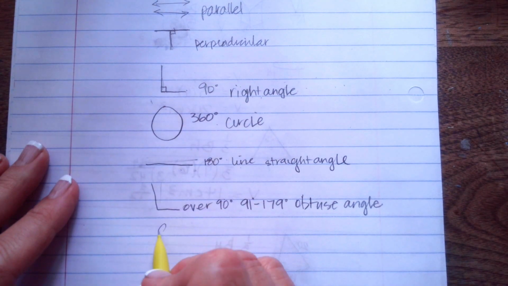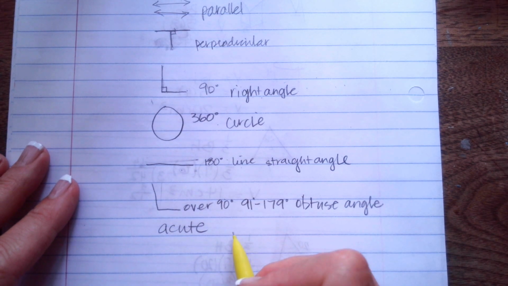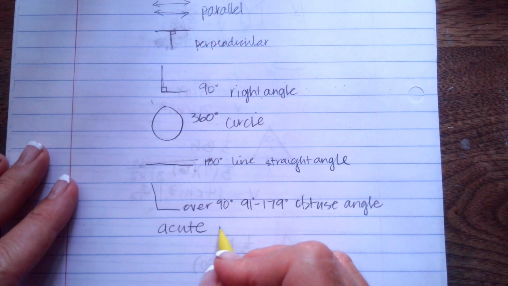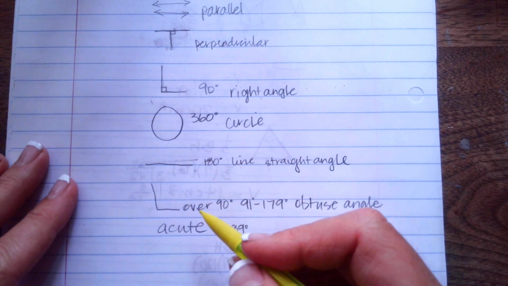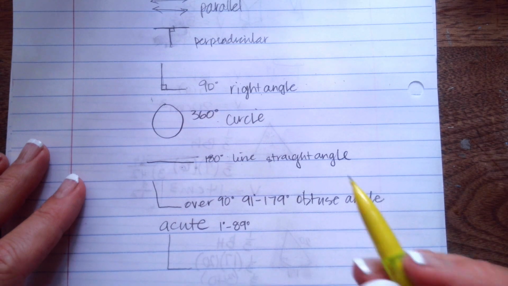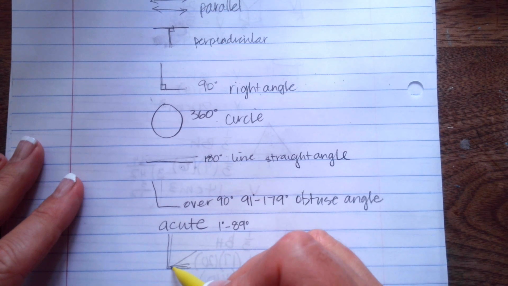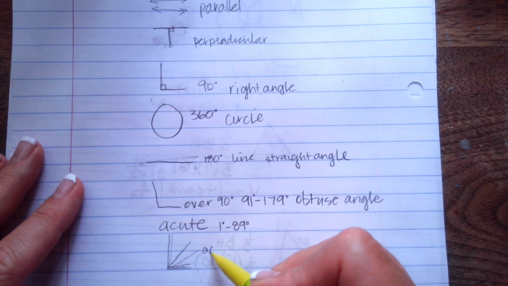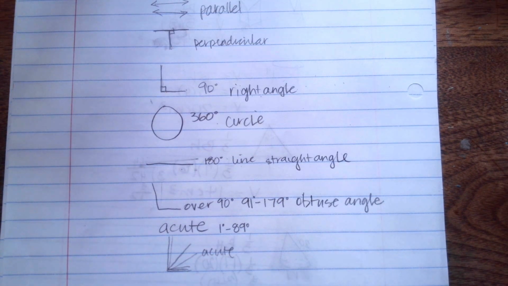And then an acute angle, I remember it as, oh look, it's so cute. It is 1 degree all the way up to 89 degrees. So if it's smaller than an L, here's our L, that's our right angle, and it's any bit smaller. It could be like this, it could be like this, it could be an angle like this. This is an acute angle that says that it is under 90 degrees.